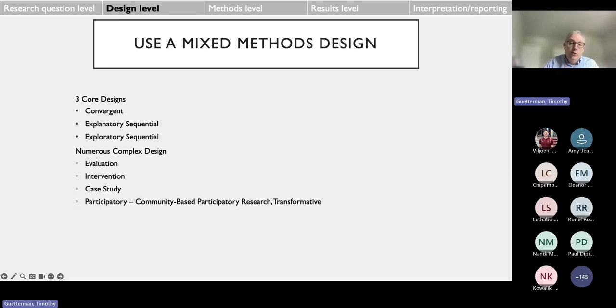So again, going back to Creswell and Plano-Clark's definition, they propose that there are really these three core designs that are used in mixed methods: a convergent design, explanatory sequential, and exploratory sequential, which we'll look at next. But then we can also do something more complicated with that. We can use those with an evaluation, a program evaluation, or an intervention like a randomized controlled trial or intervention development even. We could use these within a case study or participatory approach, and many other examples as well.